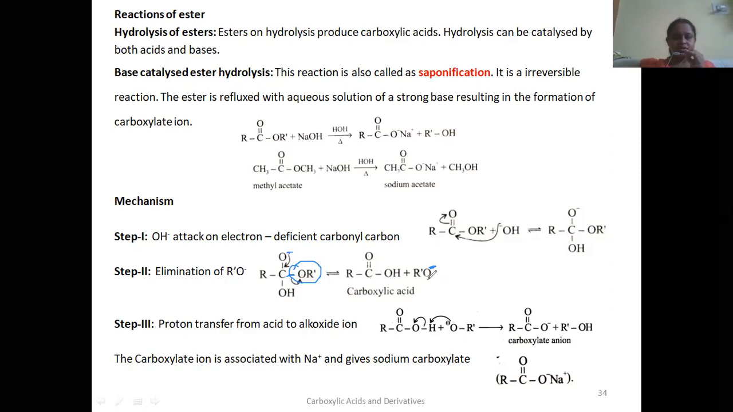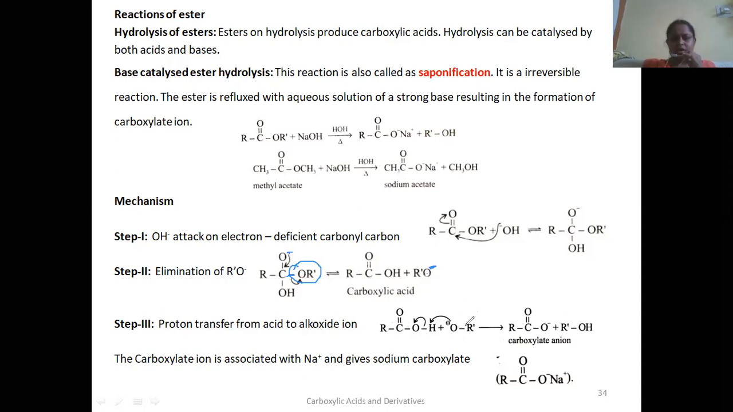I have already discussed this when discussing the acidic strength of carboxylic acid: O has a negative charge and R is an electron releasing group. So there is already a negative charge, and by releasing more electrons it will destabilize this group. Therefore, this is highly unstable. So as soon as it forms, see here, there is proton transfer from the acid to the alkoxide.